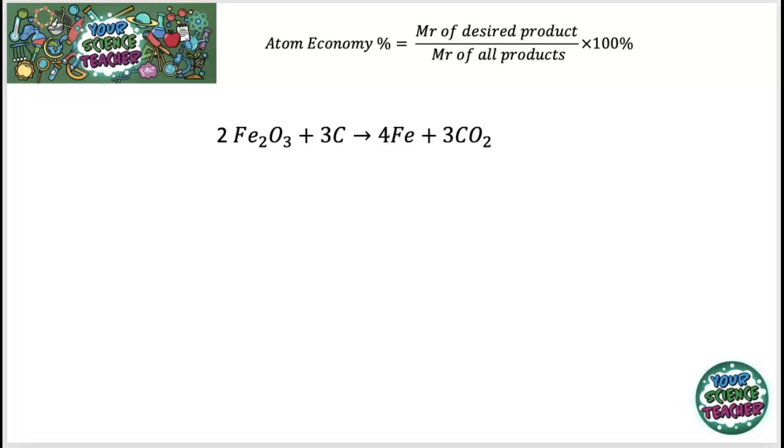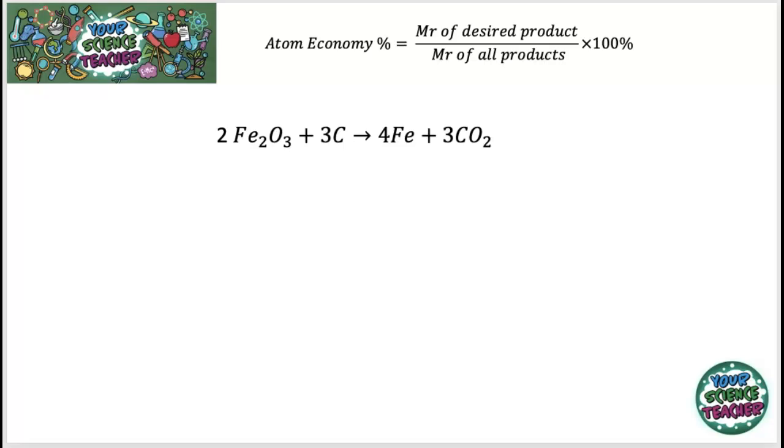What we're going to do now is talk about atom economy. I know we've talked about percentage yield a little bit, but this is a little bit different. What you need to do to calculate the atom economy of a reaction is you've got to think about how much of the useful product is made out of all of the products.